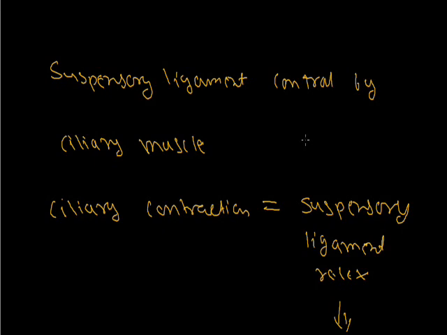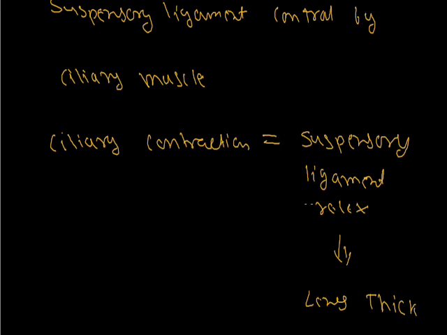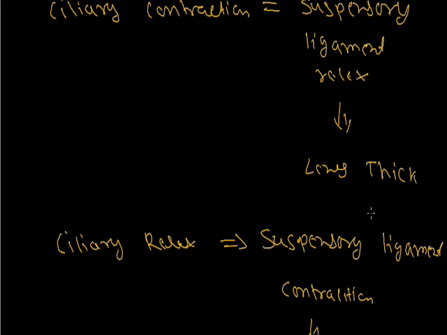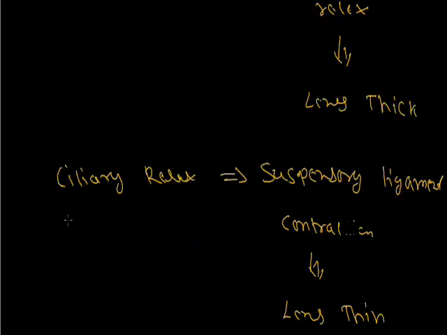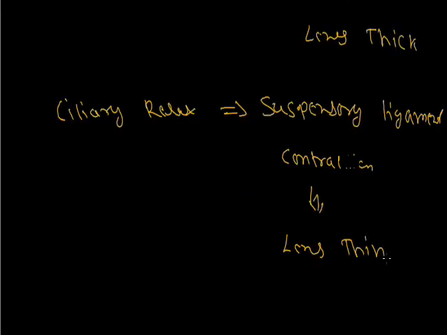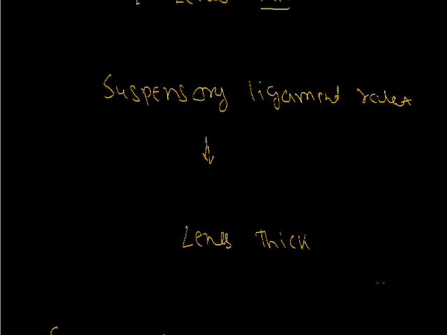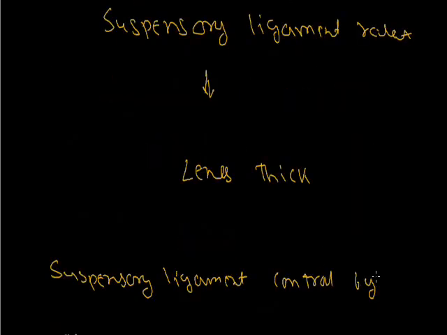Now we will discuss suspensory ligament control. The suspensory ligament is controlled by the ciliary muscles. When the ciliary muscles contract, the suspensory ligament goes to relaxed mode, and then the lens becomes thick. Or when the ciliary muscle relaxes, the suspensory ligament contracts, and the lens becomes thin. Okay, understand? Now this chapter is finished. Thank you.